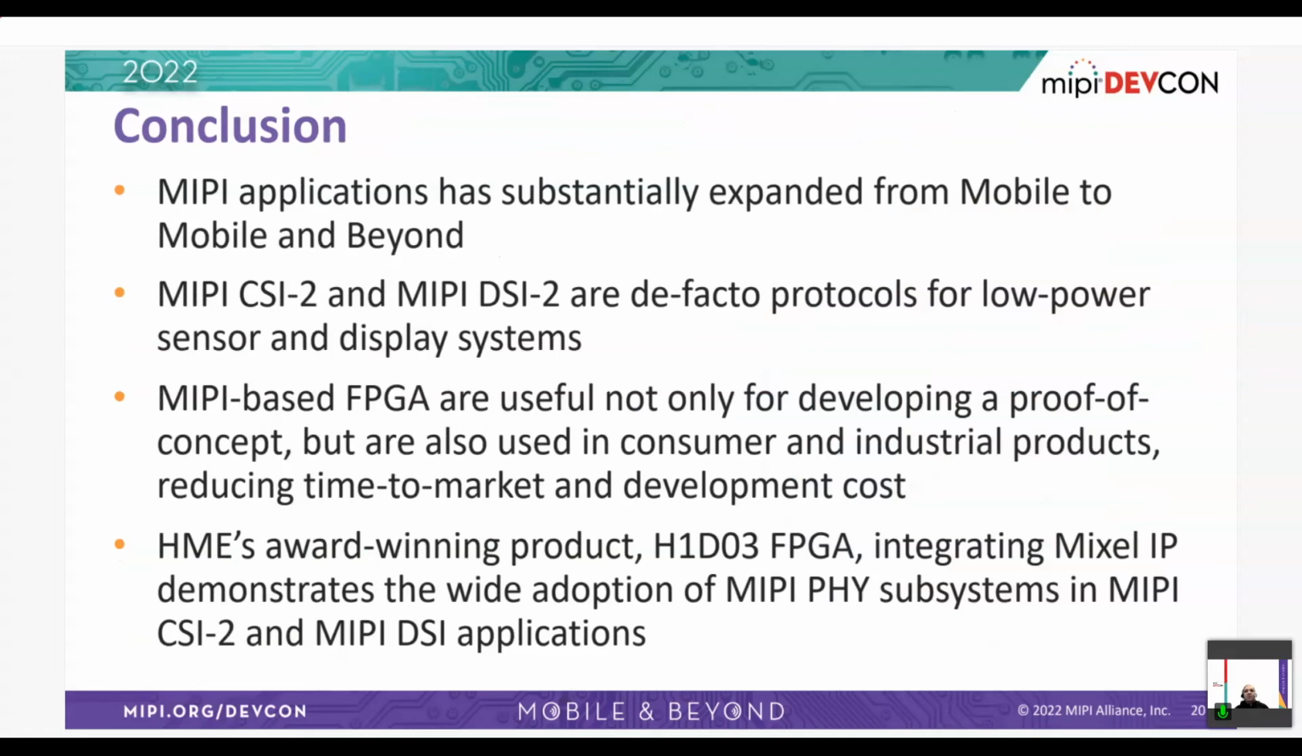Finally, here's the conclusion. MIPI applications have evolved substantially and expanded with time from mobile to mobile and beyond. MIPI CSI-2 and MIPI DSI-2 protocols are kind of de facto for low-power sensor and display systems. MIPI-based FPGA is useful not only for developing a proof of concept, but also it can be used in consumer and industrial products, reducing the time to market and the development cost. HME's award-winning product, H1D03 FPGA, integrated Mixel IP. This demonstrates the wide adoption of MIPI PHY subsystems in MIPI CSI-2 and MIPI DSI-2 applications.